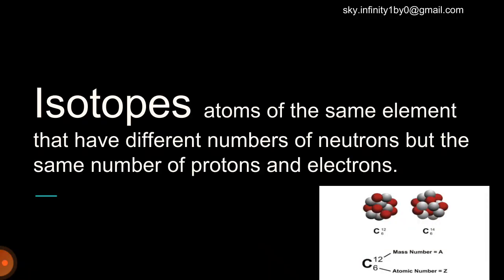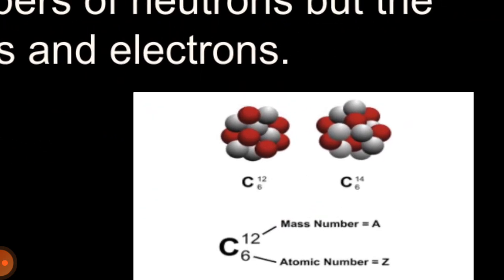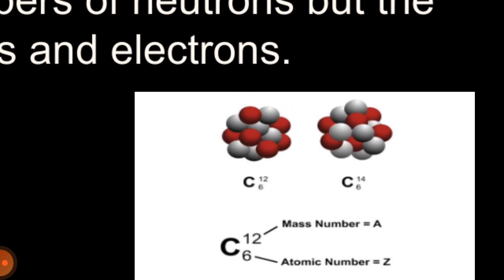So such kind of elements are called isotopes. Basically, isotope atoms are of the same element that have different numbers of neutrons but the same number of protons and electrons. As explained in the example of carbon 12 and carbon 14, the number of protons in carbon 12 is 6 and neutrons is also 6, but the number of protons in carbon 14 is 6 and the number of neutrons is 8.